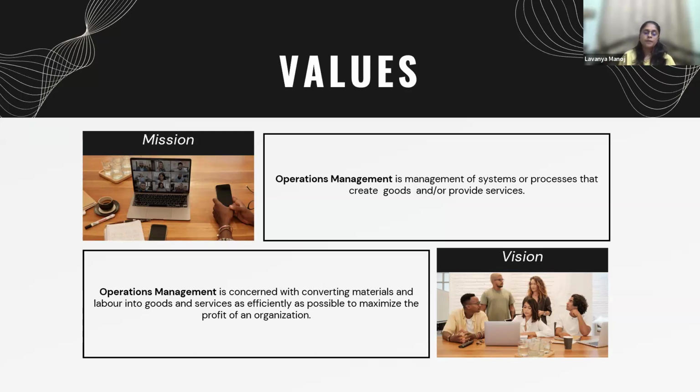So in the industry, it is not only about converting materials and labor into goods and services as efficiently as possible to maximize the profit of an organization. So money is the core factor, right? To run any organization. Few companies deny this fact, but they say customer satisfaction is the core factor which runs the business. So customer is king.